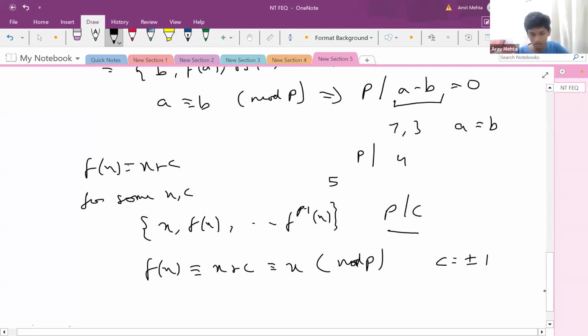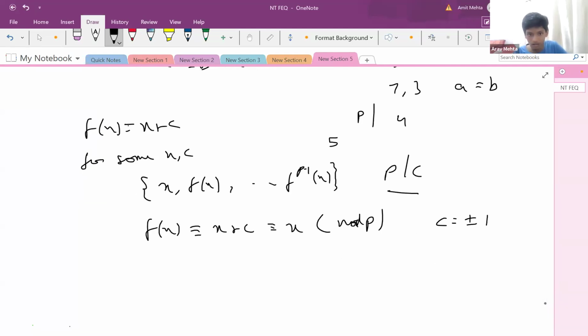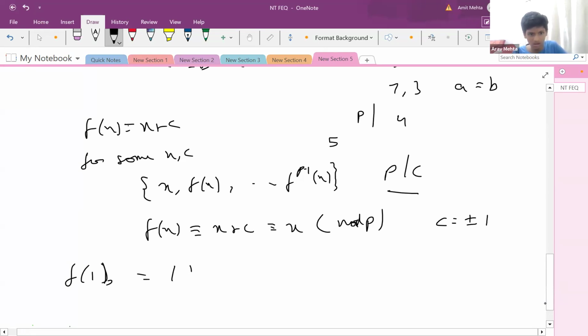Is this part clear? Okay, great. So after this, let's try to find what f of 1 is. f of 1 has to be 1 plus or minus 1. But it can't be 1 minus 1, which is 0, because 0 is not a natural number. So it has to be 2. So f of 1 equals 2.